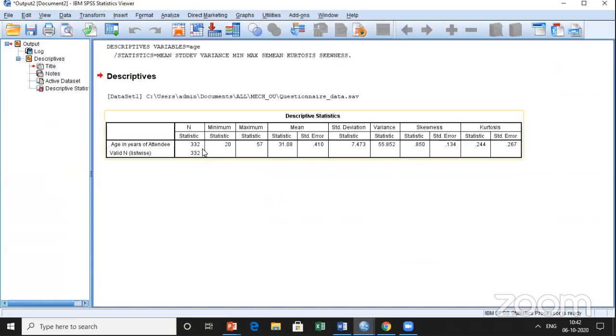So I got it here. There are 332 cases. The minimum age is 20, and 57 years is the maximum. The average age is 31.08 and the standard error is 0.41. Then the standard deviation is 7.47, right? And then the variance is 55. That means the people in my sample are between 20 and 57. So the variation is quite high, right? That's what I can comment on here.